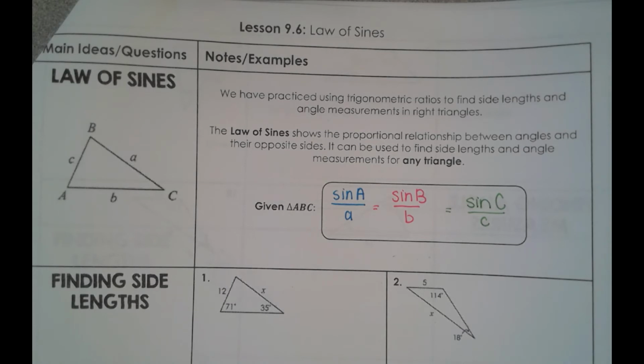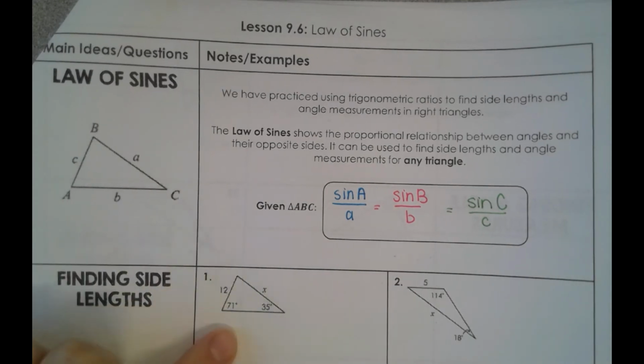So with these, we don't label opposite, adjacent, we don't label any of that. We're just taking sine of some angle measure and dividing it by the side length that's across from it. It's just a proportional thing that works within the triangles. So you have to have a pair. You have to have an angle and the side length across from it for it to work, and then another angle across from your missing side.